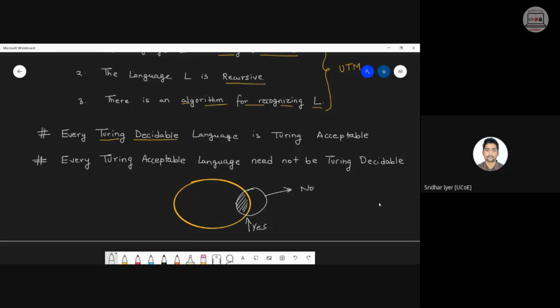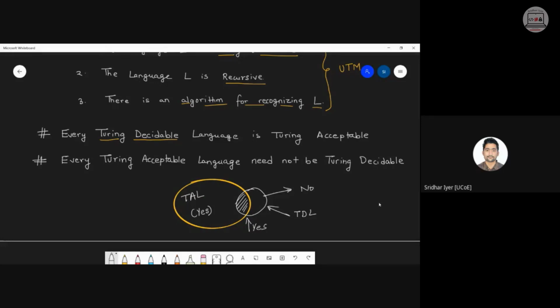This part is for no. So I can say that this is a Turing acceptable language. This entire white circle is a Turing decidable language. Now I guess this should make things clear. If the previous diagram was slightly confusing, just have a look at this. I can say that all the Turing decidable languages which are yes are also Turing acceptable languages. Yes or no?